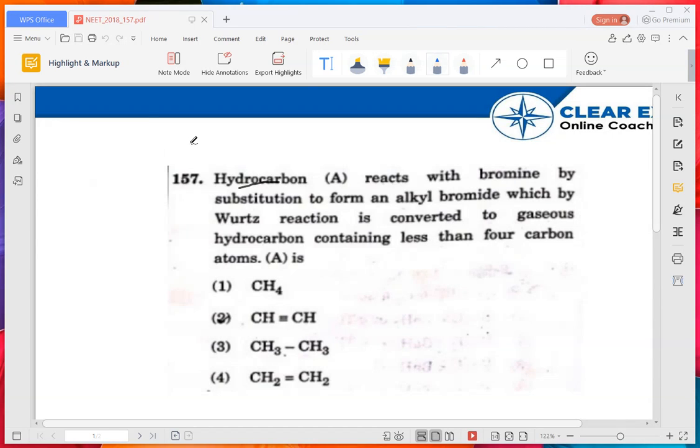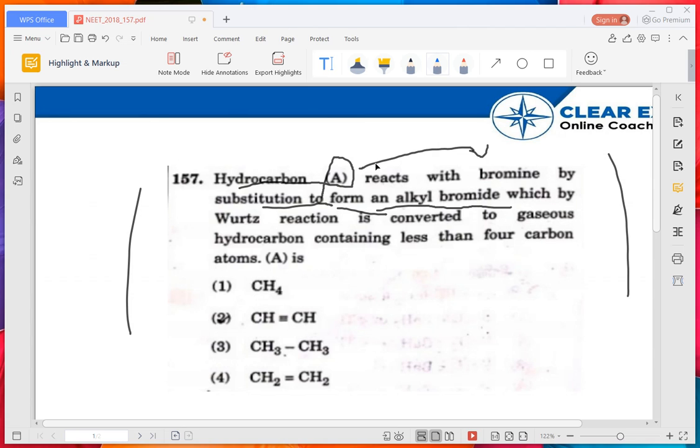One more question reacting to reaction type question. These are the favorite of examiners, always asking about this exam. This type of question: there is A, there is B, we react this with this and this. It's also the same type of question where A reacts with bromine and forms a substitution. There is a substitution reaction from alkyl bromide, which reaction?